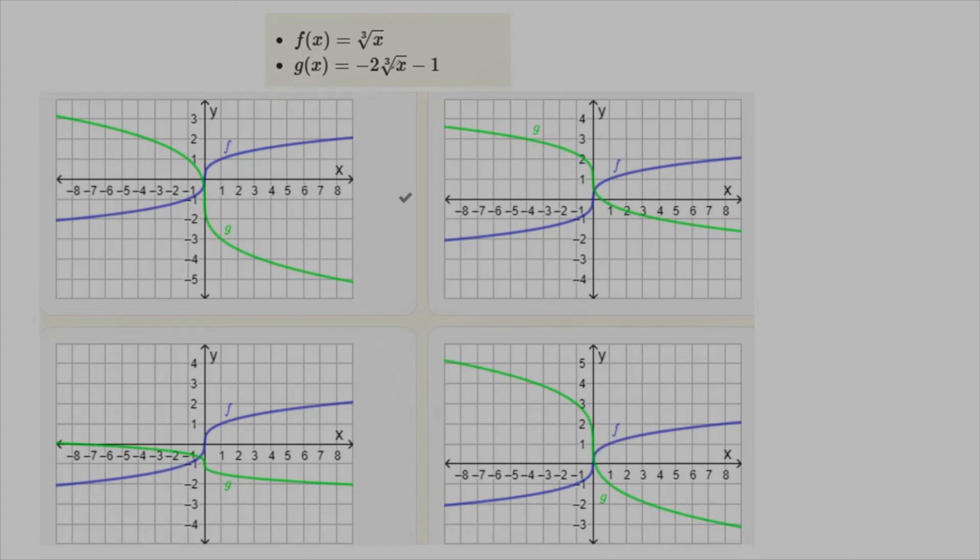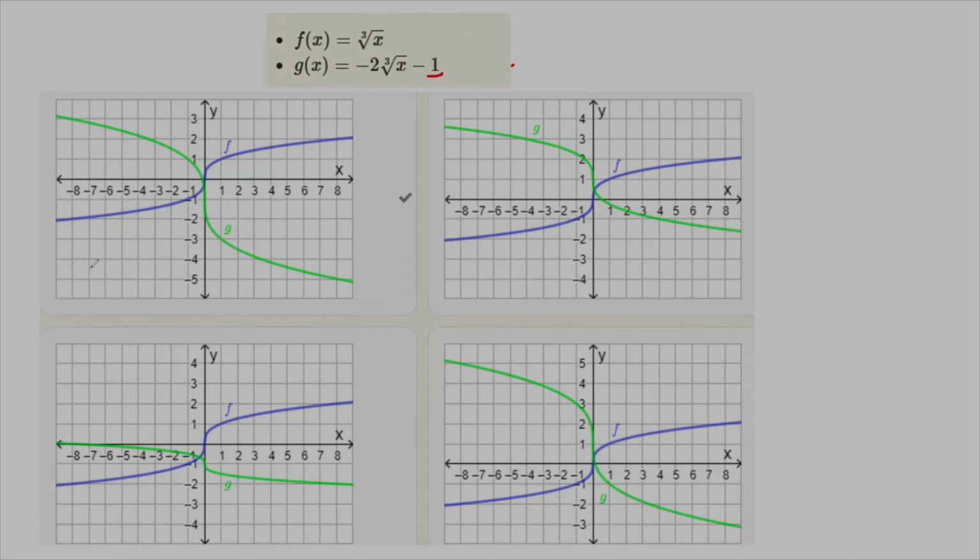Okay, here it says negative 2 cube root of x minus 1. So this is the parent function. So how do we identify the graph? Now see, the center doesn't move horizontally, left to right. It has moved 1 down. Okay. So the first graph is reflected.